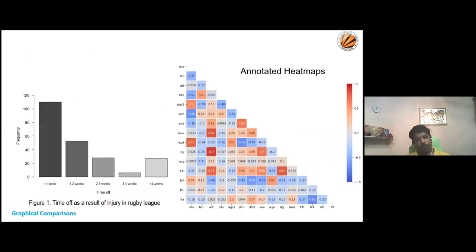What is the best way? Suppose you see this one on the left side, the time off as a result of injury in rugby league. See, they have the time off against frequency. They had ordinal data presented as less than 1 week, 1 to 2 weeks, so they were ordered in different weeks. Then they put the frequency here. So this is the best way you can present your data.